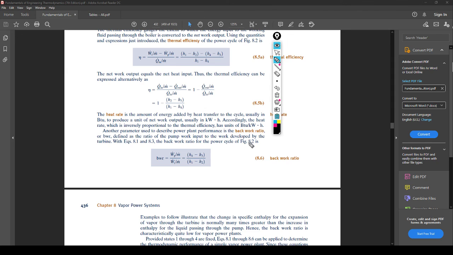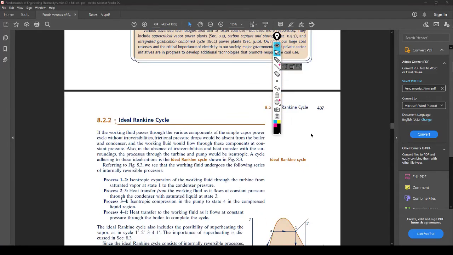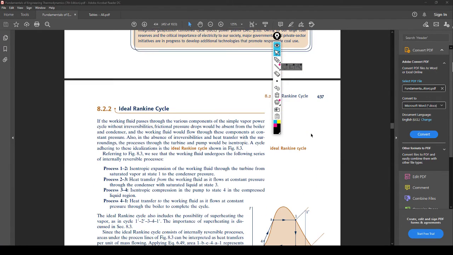But let's put it this way. If you get a back work ratio in a Rankine cycle that's really high, like 60%, it means you've done it wrong. It means something is wrong. So go back and work on it again. But yeah, that's basically all we wanted to cover for today.